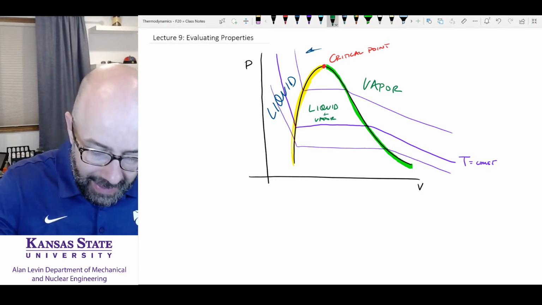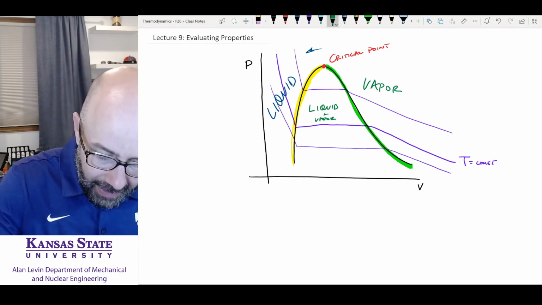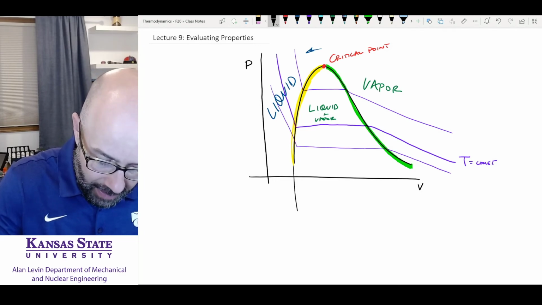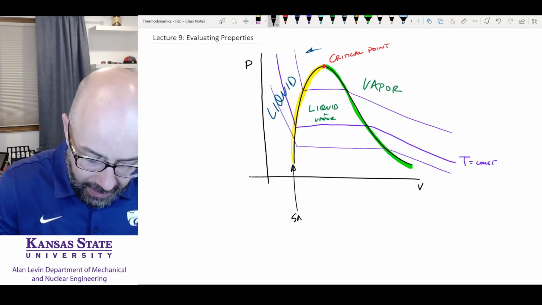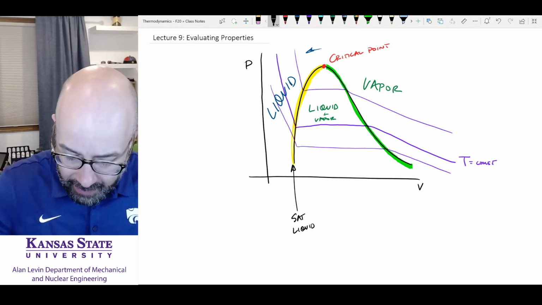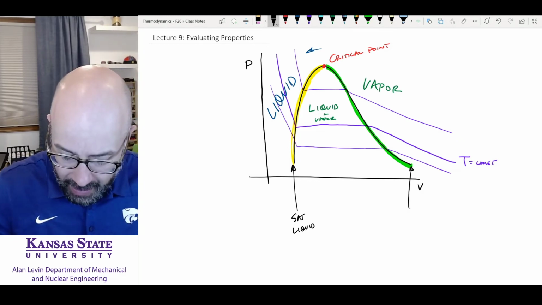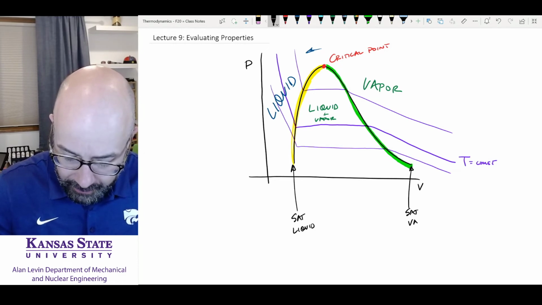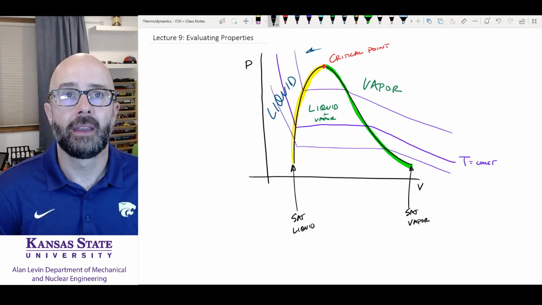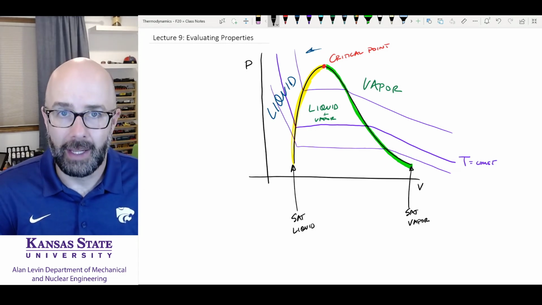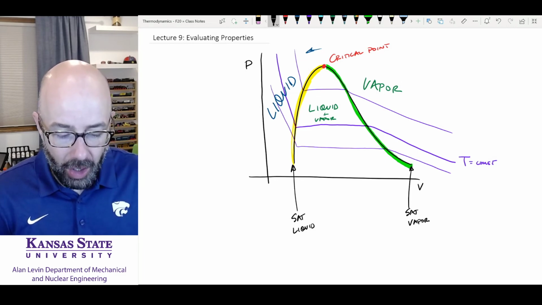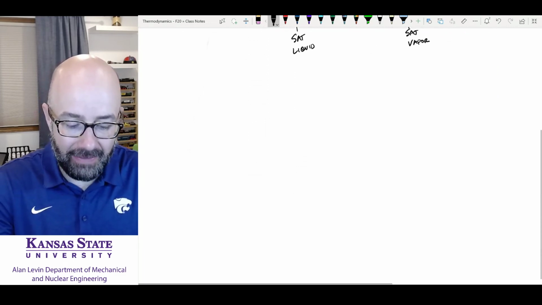You need to know that this line here, the entirety of this yellow, is going to be the saturated liquid line, and the entirety of this green is going to be the saturated vapor line. You need to be able to draw these over and over and over again and know exactly what's going on here. Now, we also need to be able to draw a TV diagram.